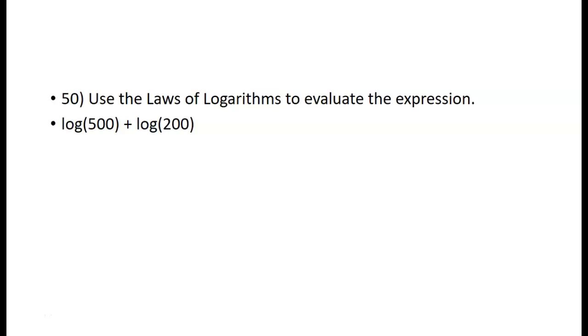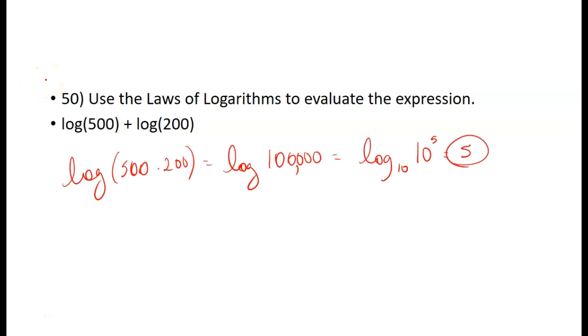Okay, here we're evaluating the expression using the law of logarithms. With this, because it's addition, you want to multiply these two things together. So you've got the log of, if I multiply these together, I get 100,000. Keep in mind there's an understood base of 10 here for the common log, and I could rewrite 100,000 as 10 to the 5th power. Our bases match up, and we get 5 for our answer.